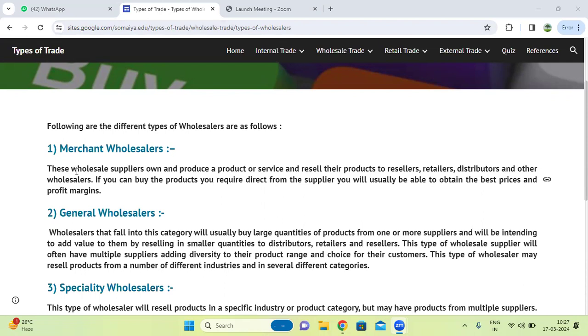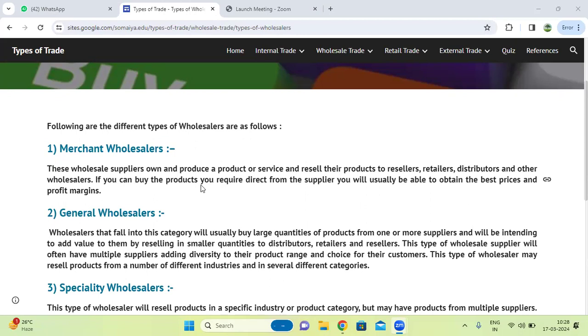These wholesalers and suppliers own and produce the product or service and resell their products to resellers, retailers, distributors and other wholesalers. So in this type of wholesaler, they own and produce a product, and it can be a service also. They resell their products to resellers, retailers and distributors, and also other wholesalers. This is the main role of the merchant wholesaler.